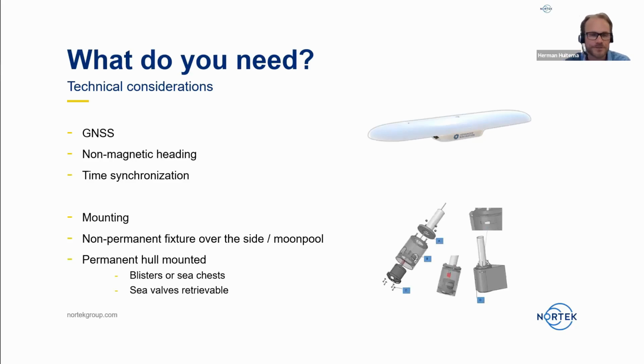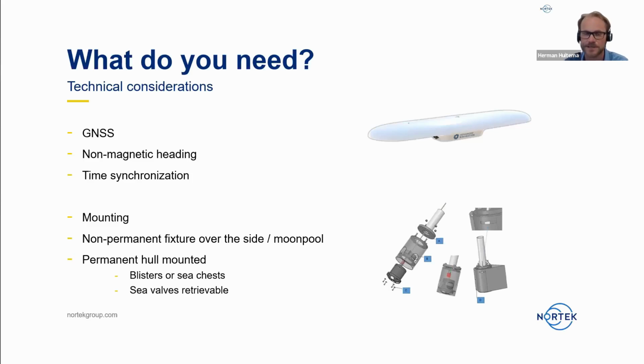Mounting, of course, you need to mount your system quite sturdy, and that can be done in a non-permanent way, like over here on the right. And that's typically done over the side, pole mounted, or via a moon pool in the vessel. But you also have permanent mountings for ADCPs. And those are mounted in casings like blisters.